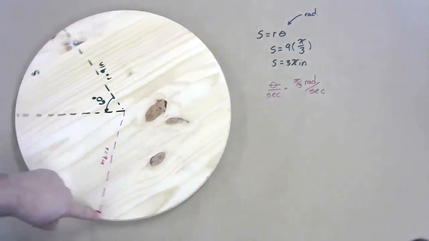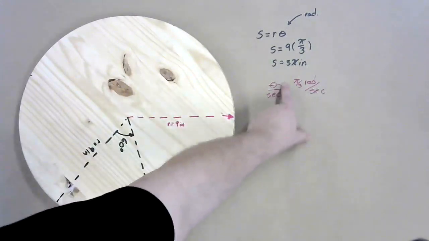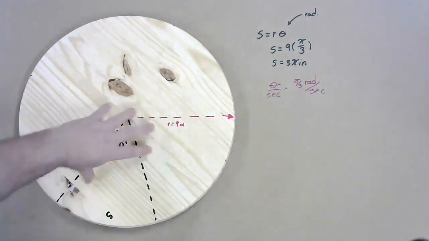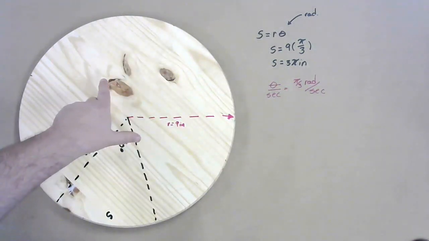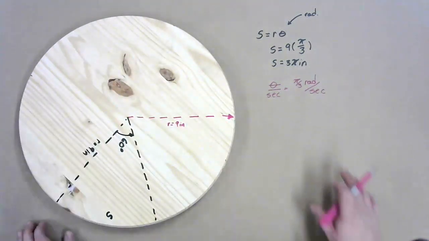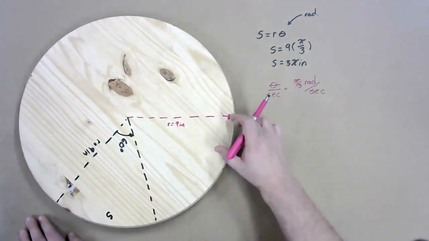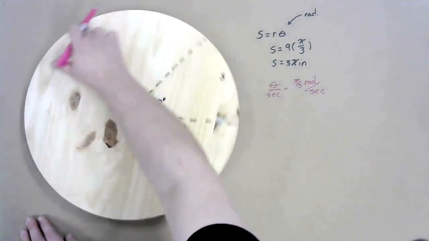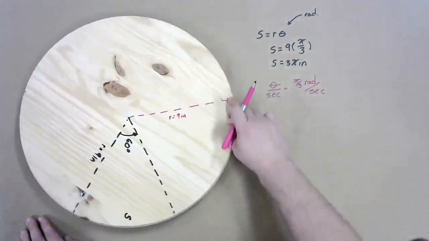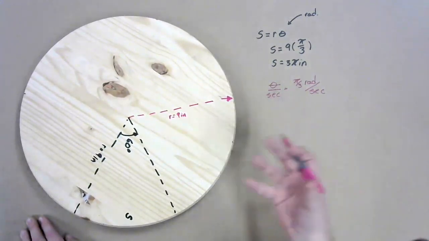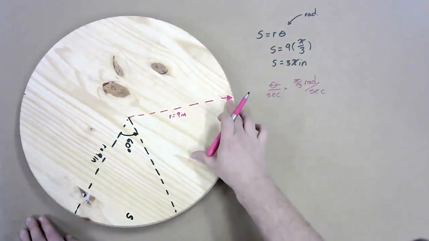If we do go through pi over 3 radians per second, what does that tell us about how fast that edge is going? Because this radians per second is a speed, but it's a rotational speed. How fast is this thing spinning? If I want to take that rotational speed and turn it into a linear speed, how fast is that edge going in, say, feet per second, or in this case, probably inches per second.